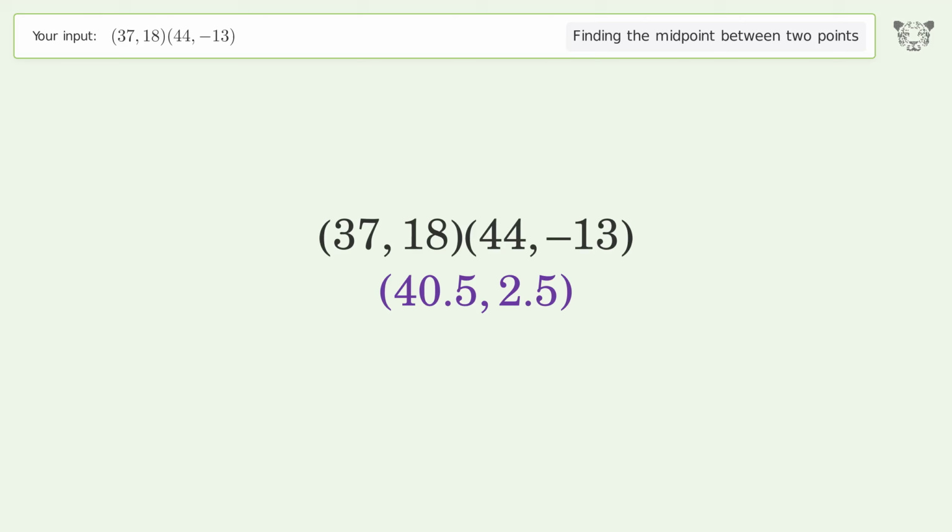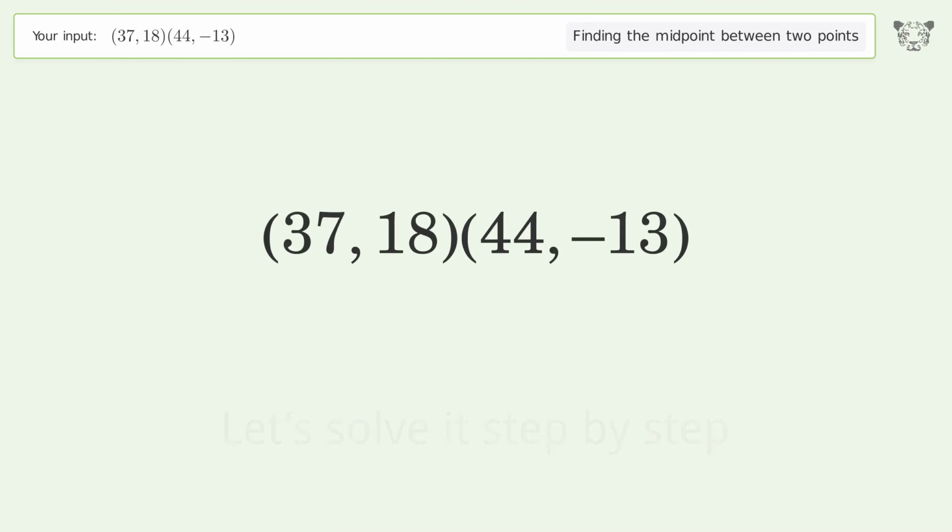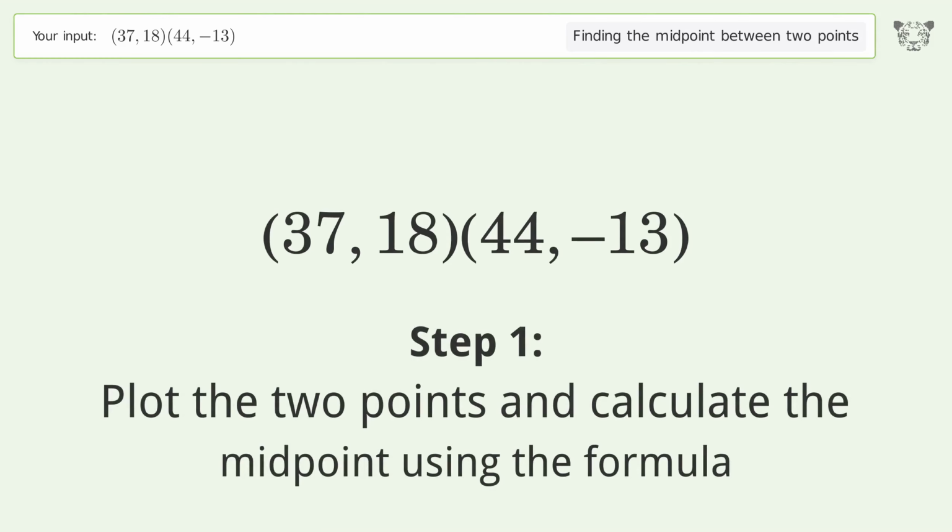You ask Tiger to calculate. This deals with finding the midpoint between 2 points. The midpoint between the 2 points is 40.5, 2.5. Let's solve it step by step. Plot the 2 points and calculate the midpoint using the formula.